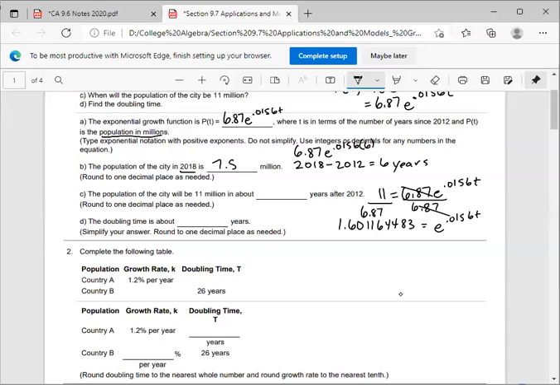These 6.87s canceled out. Everybody okay with that? Okay, this looks exactly like what we just got through doing. I need to get this T to come down. So what do I need to do? You got to take the natural log of both sides to get that to happen.